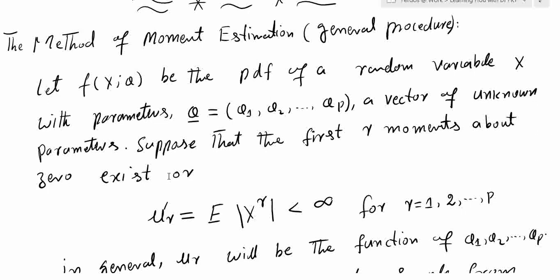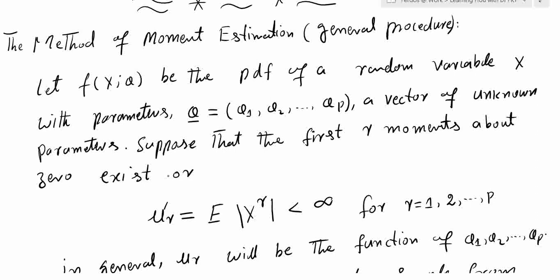Remember that there are two types of moments, and I will just discuss them briefly here. One is about origin or 0, that is called raw moment. We will use raw moments for the estimation of the parameter, in this case in the method of moments. The other moment is the moments about mean. We will not use that, we will use raw moments, and we denote these moments by mu r prime, which is the expected value of x power r.